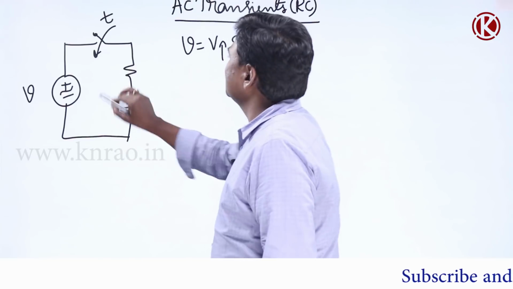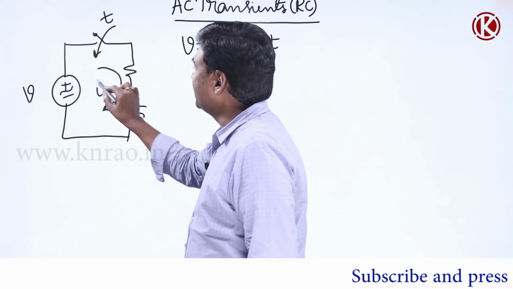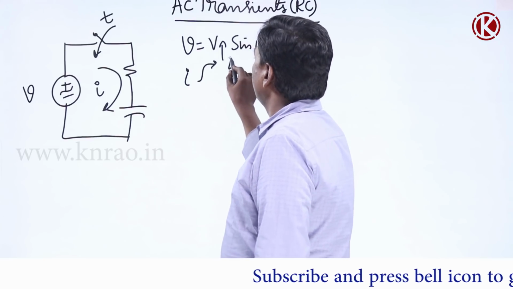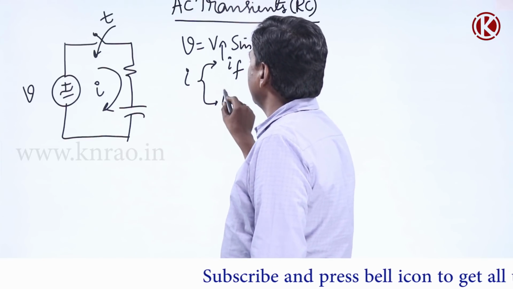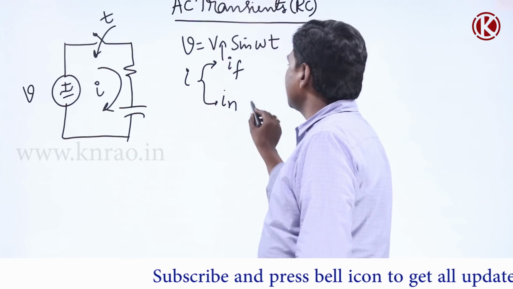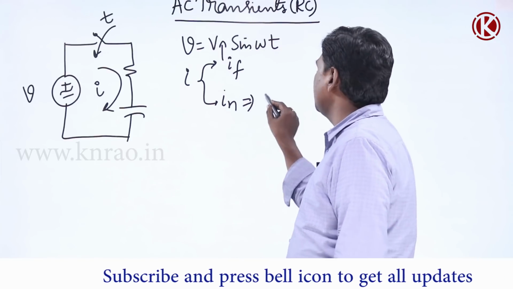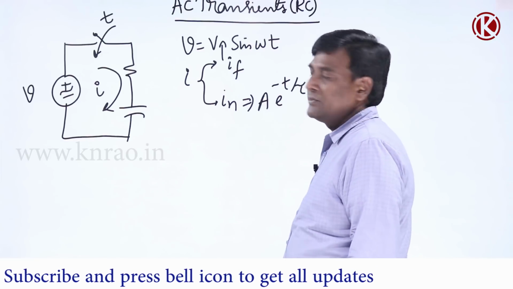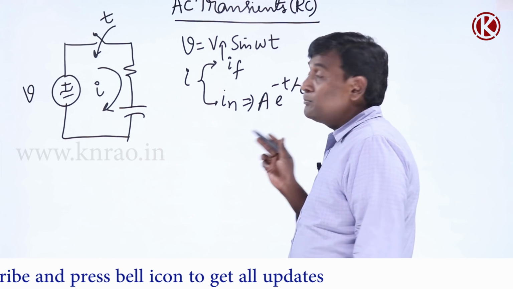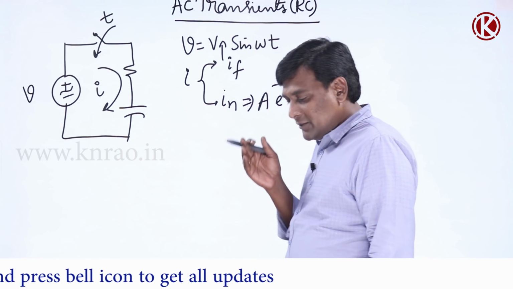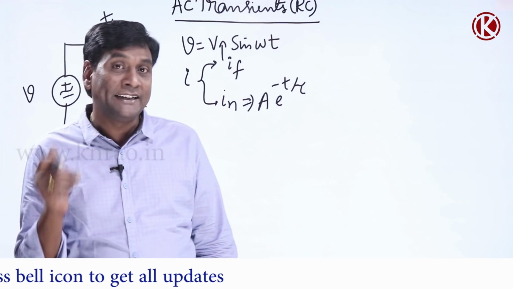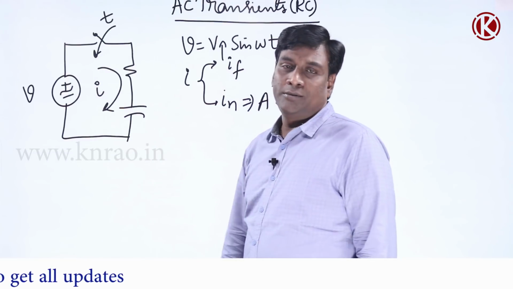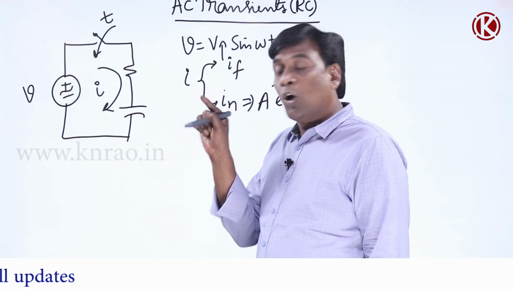So basically some current I would flow. This particular current I will have a forced response and a natural response also, and the natural response equation will be some constant into e to the power of minus t by tau. Now what about the forced response compared to voltage? Forced response in the sense, at t tends to infinity, transients would have died out.